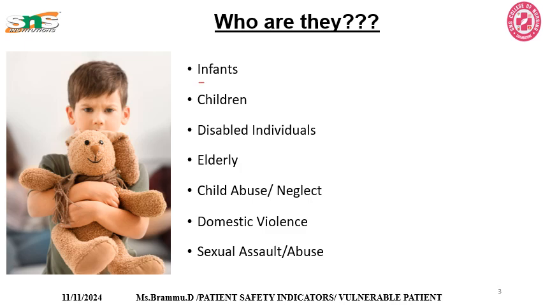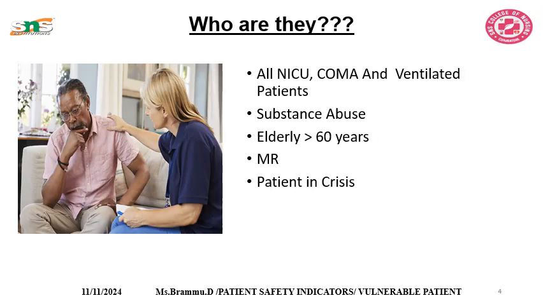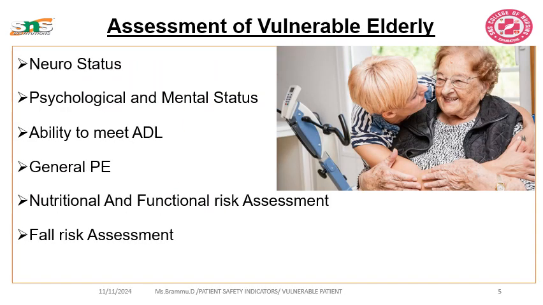So, who are the vulnerable patients? Infants, they are very small, they cannot walk around, they cannot call out and say what is happening within them. Children, disabled individuals, elderly, more than 60, child abuse and child neglect, domestic violence, sexual assault, abuse, all NICU, ICU, and patients who are in coma and ventilated patients, substance abuse, mentally retarded, and patients who are in crisis.